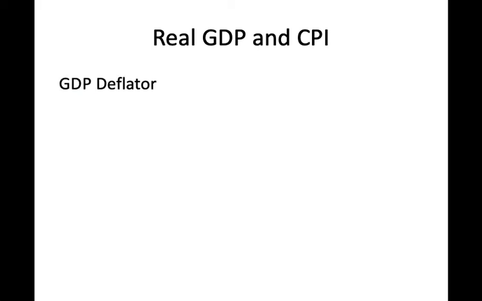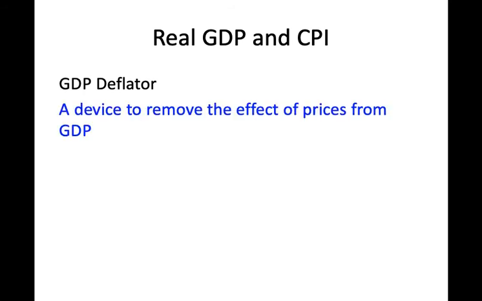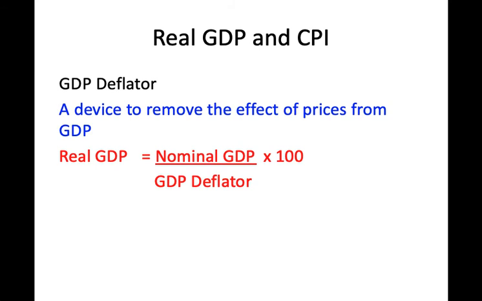And so, how do we do this? How do we remove prices? Well, we use something called the GDP deflator. The GDP deflator is a number that we use to calculate with nominal GDP to create real GDP. And so, this is the equation. Real GDP equals nominal GDP divided by the GDP deflator times 100.